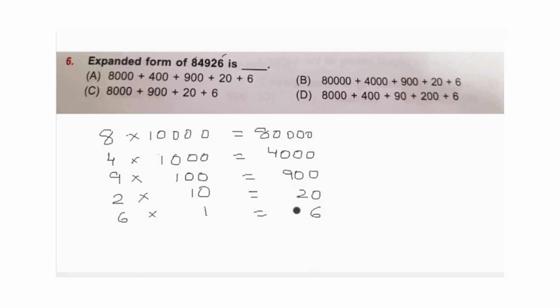Now to find the expanded form, we need to add each of these, which is 80,000 plus 4,000 plus 900 plus 20 plus 6, which gives us the correct answer, which is option number B.